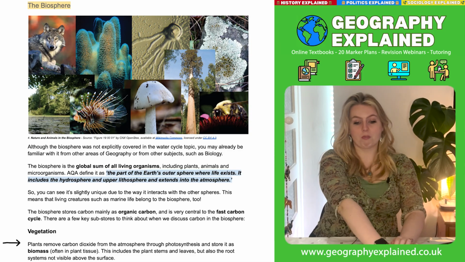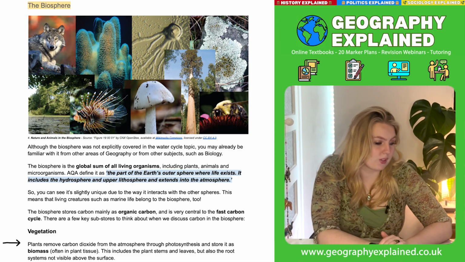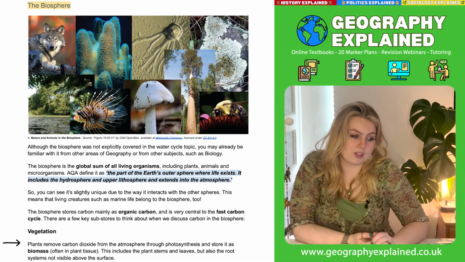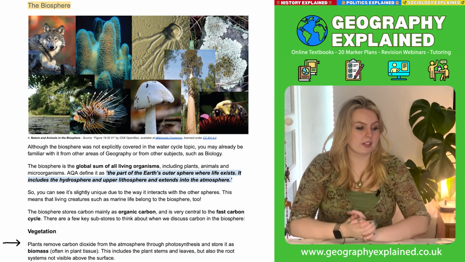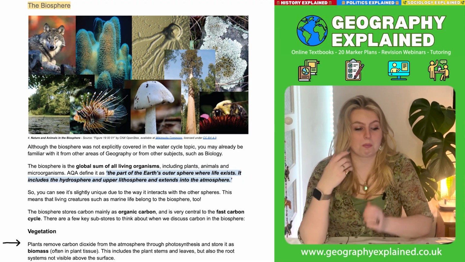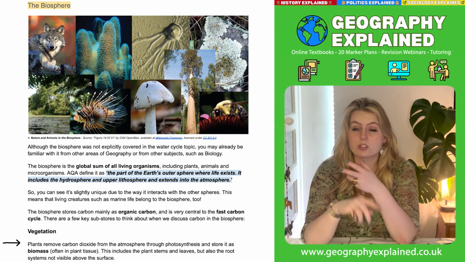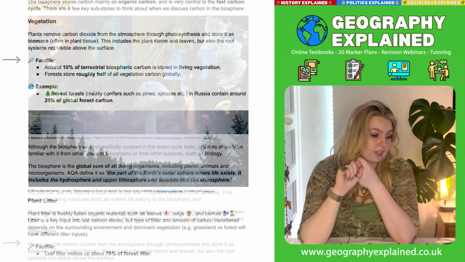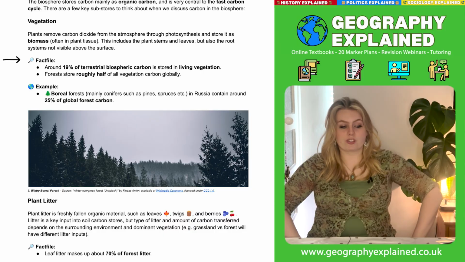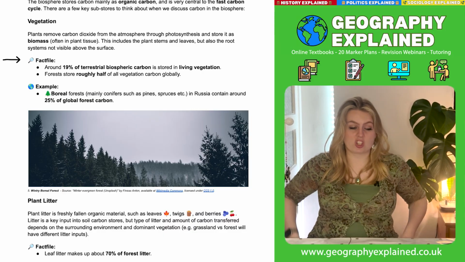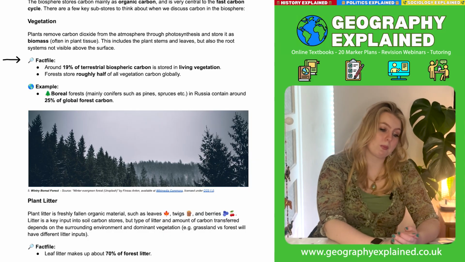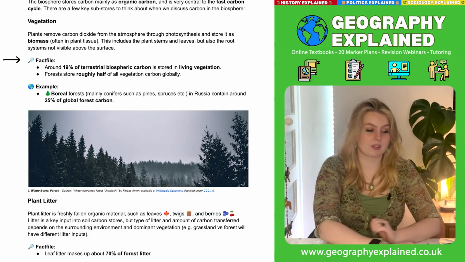Vegetation then is a really important component, of course, of the biosphere. Plants remove carbon dioxide from the atmosphere through photosynthesis, and they store it in their biomass, so that's their plant tissue essentially, everything including plant stems, their leaves, and also their roots. Fact file then, around 19% of terrestrial biospheric carbon is stored in living vegetation, and forests store roughly half of all vegetation carbon globally, so that's why forests are so important there.